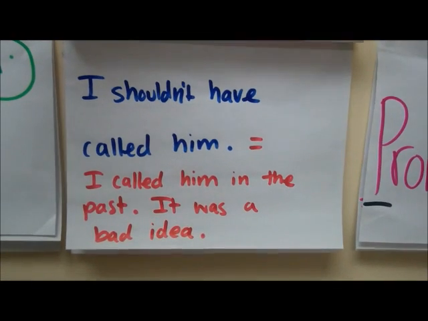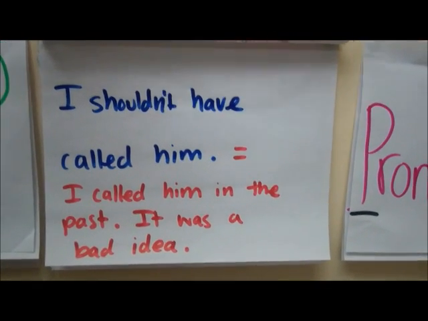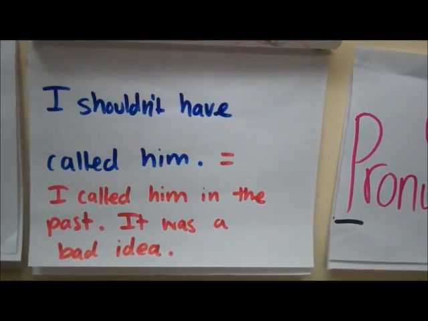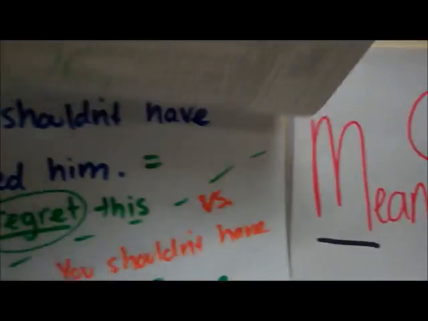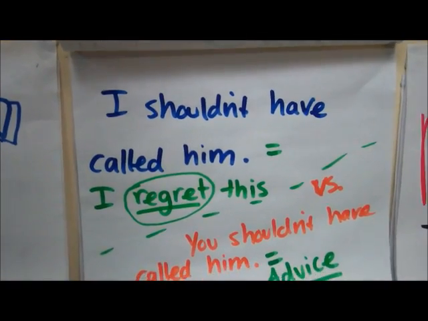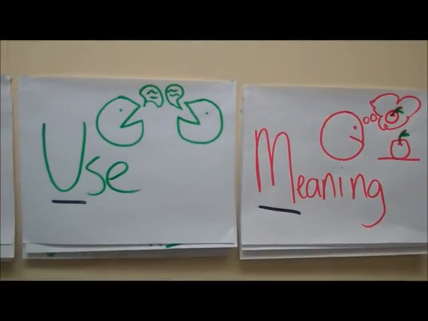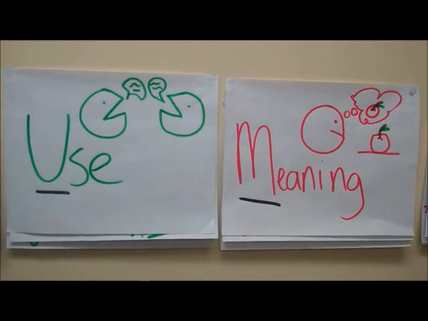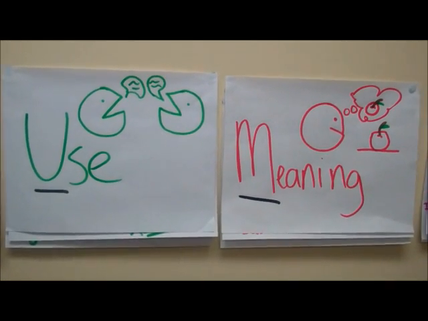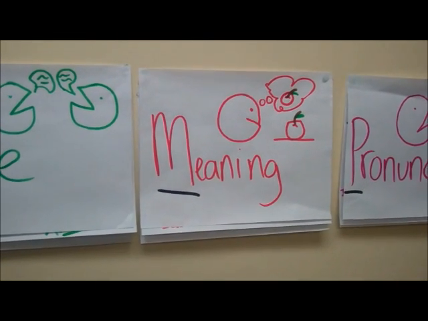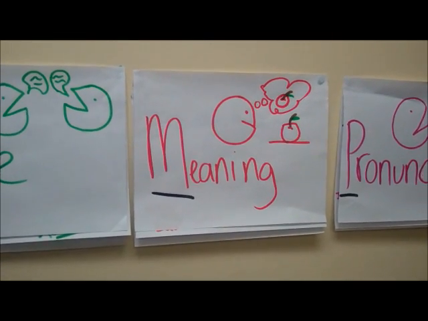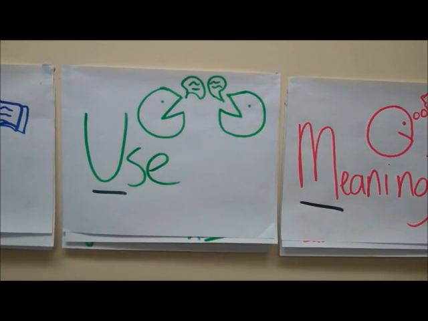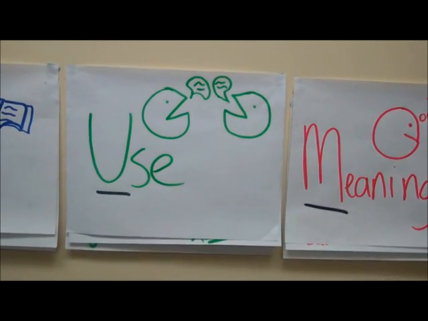So with our I shouldn't have called him sentence, it means that it happened in the past. It also means that it was a bad idea, and then that is connected to why am I speaking? Because I regret this. So the relationship between use and meaning, it's very connected and it can be difficult to distinguish between them, but I often think of meaning as time, action, those little specific things, and I think about use as the subtext, the function, the context, all of that stuff.